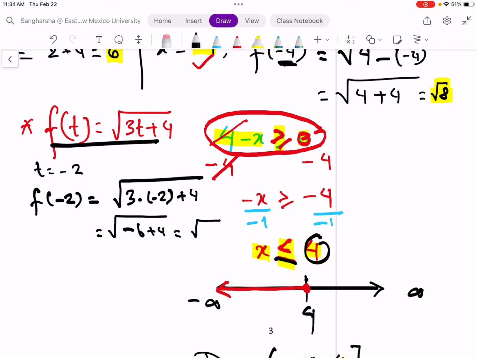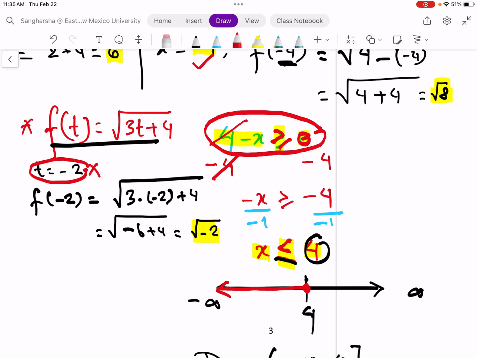So negative 6 plus 4 is negative 2. And is this a real number, the square root? No. If your output is not a real number, what can we say about this input? Is this a domain? This is not a domain. So negative 2 is not a domain, but we are trying to find the domain here. So what kind of number can we choose for t so that this function is defined?